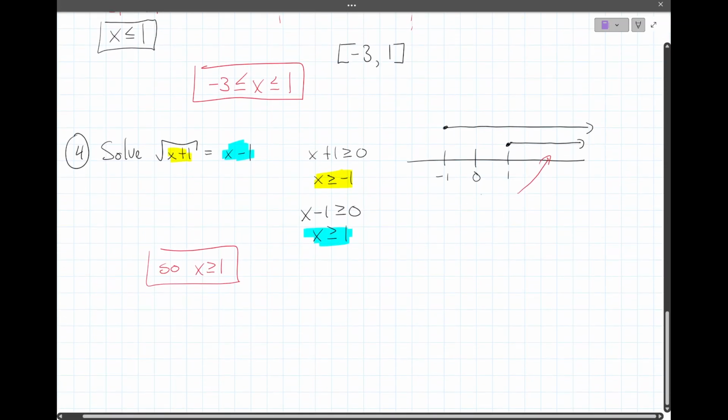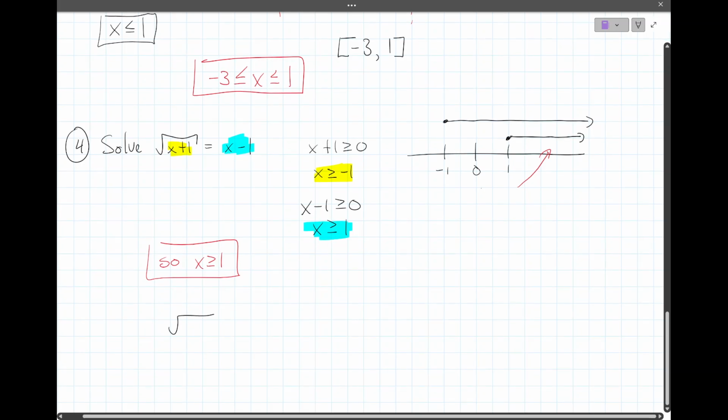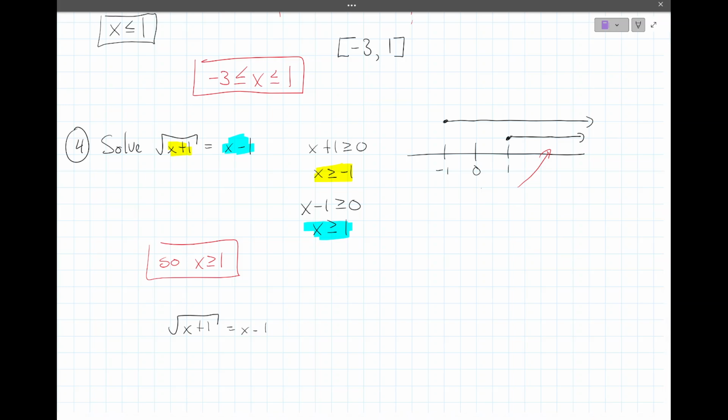Okay. So now we're going to do the solving part. So we have root x plus 1 equals x minus 1. So now you're asking, Mr. Van Dyke, how do I get out of this root? Right, so here's what we're going to do. We're just going to treat each side and square each side, right? So what we do know is that squaring undoes the square root. So that's just going to be x plus 1.